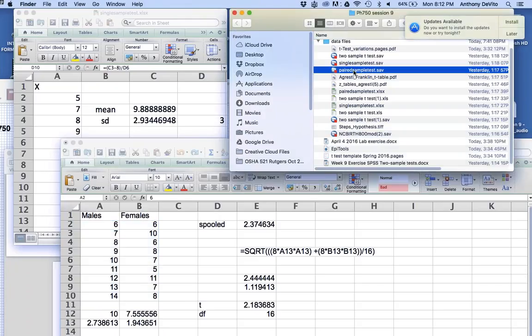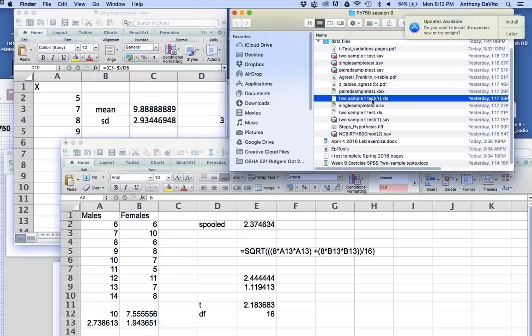No, it's not paired samples. Paired samples is a different one. Remember, males and females can't be paired samples, right? It's got to be the same people before and after, like Fred before and after, Joan before and after. But if they're different genders, clearly they can't be paired. So it is not the paired sample. It is the two sample t-test.